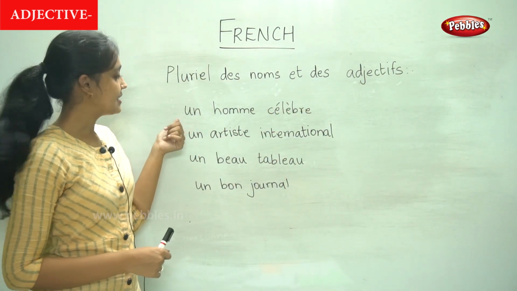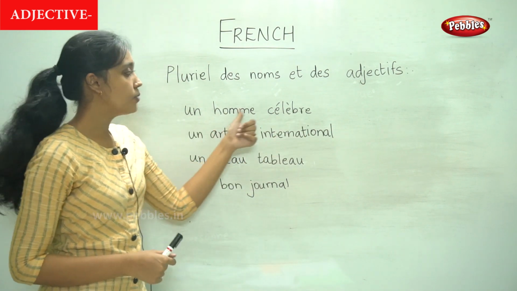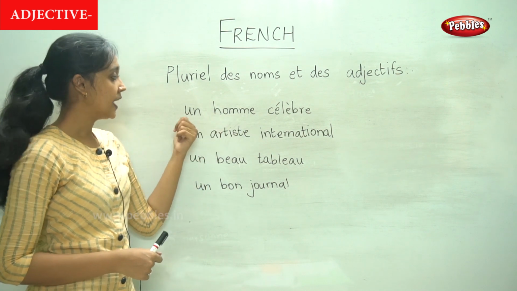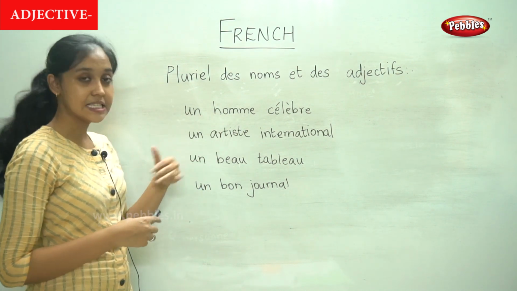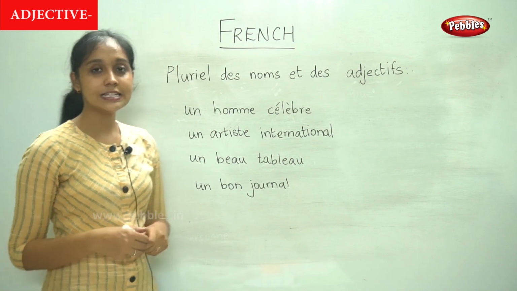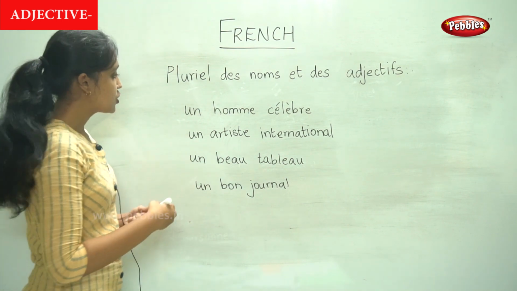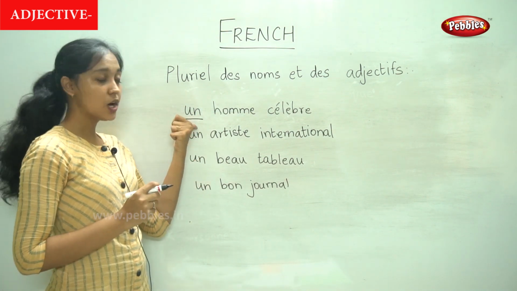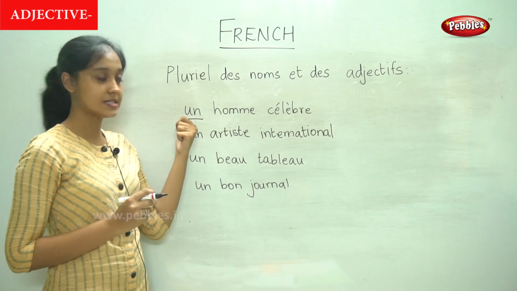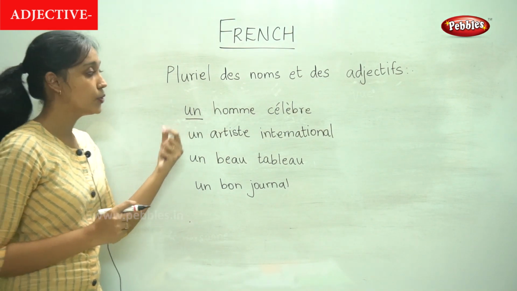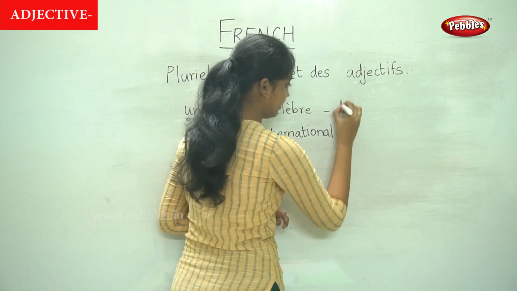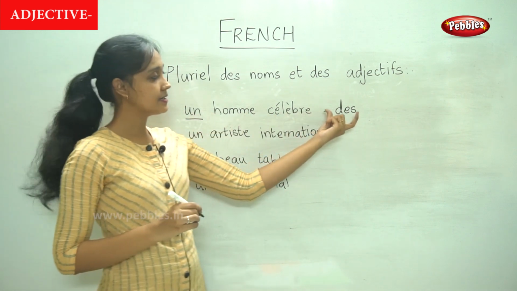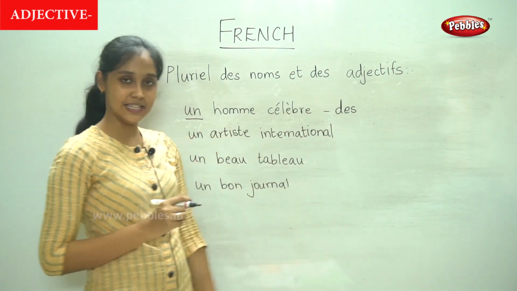So first let us take this. Un homme célèbre, a celebrity, okay, a famous man. Now if you want to write this in the plural form, let us look at it word by word. The first word is un. Un is the article, the indefinite article. So what is the plural for the article? The plural is des. I hope you remember the articles. In the plural form, it is des.